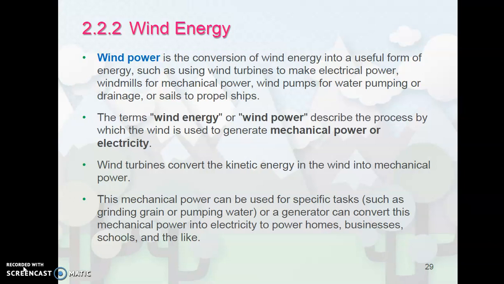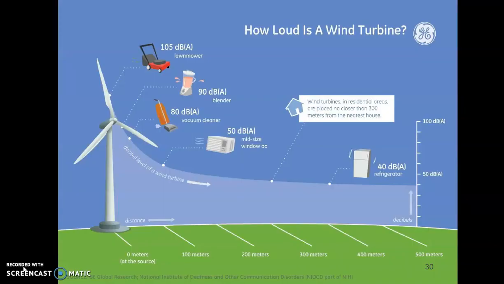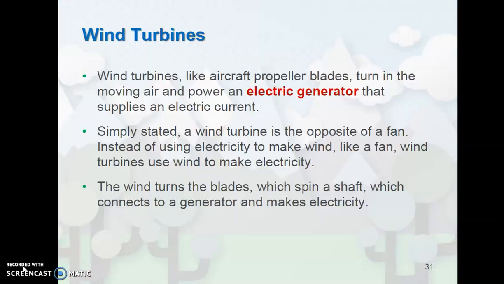Wind turbines convert the kinetic energy in the wind into mechanical power. This mechanical power can be used for specific tasks such as grinding grain or pumping water, or a generator can convert this mechanical power into electricity to power homes, businesses, schools, and the like. This is an example of how loud a wind turbine is.